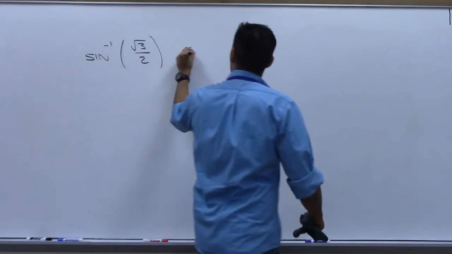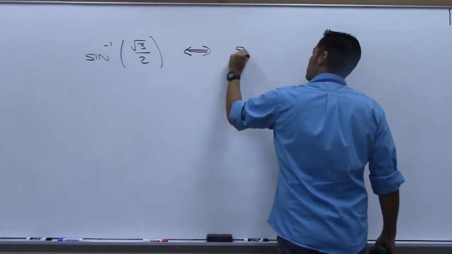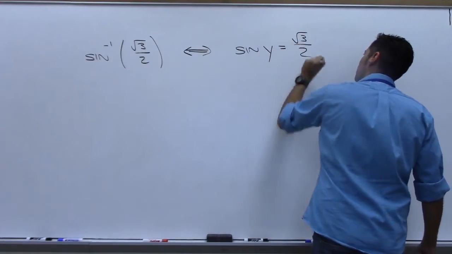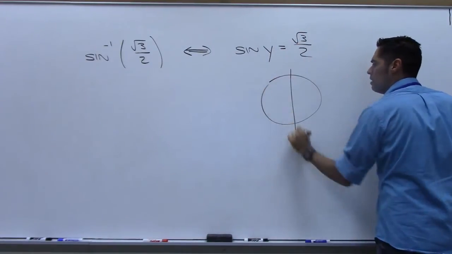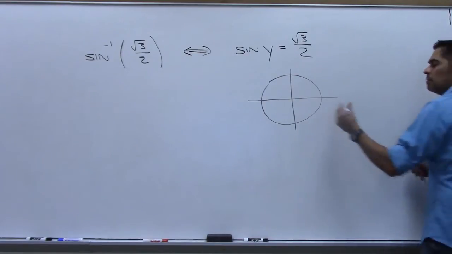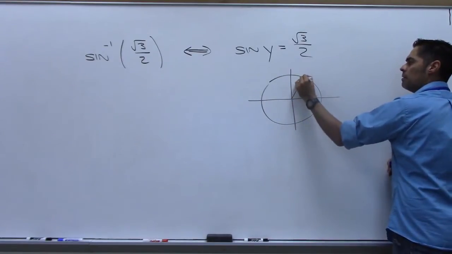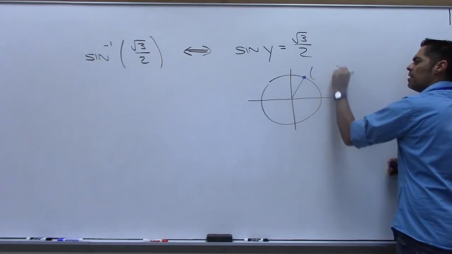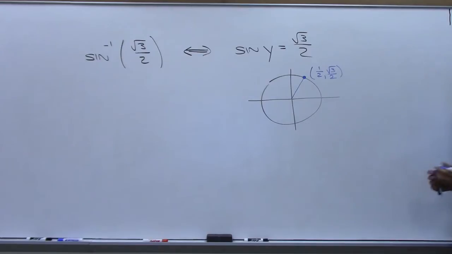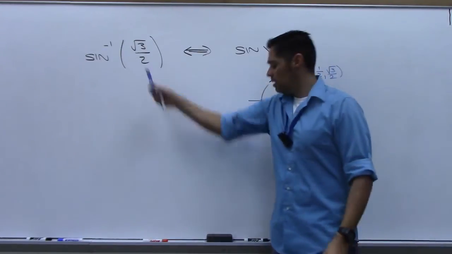This is saying to us that sine of something equals root 3 over 2. So you go to your unit circle and you say, where's the y-coordinate root 3 over 2? What was it? Pi over 3. Here, the coordinates are 1/2, root 3 over 2. You're looking at the y-coordinate because this is inverse sine.